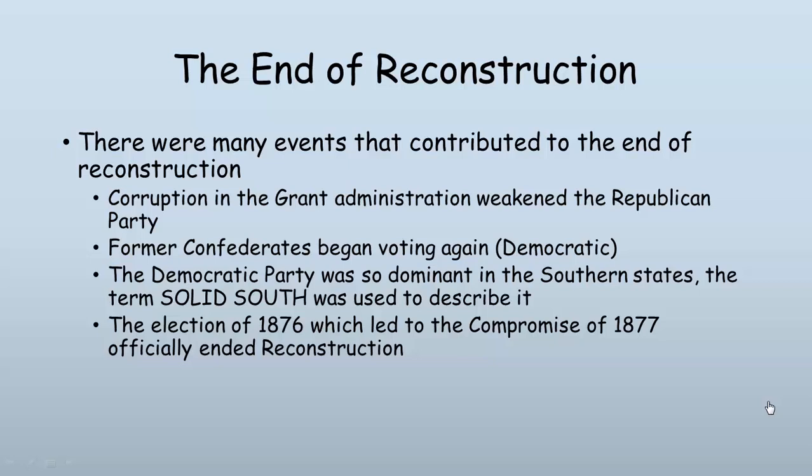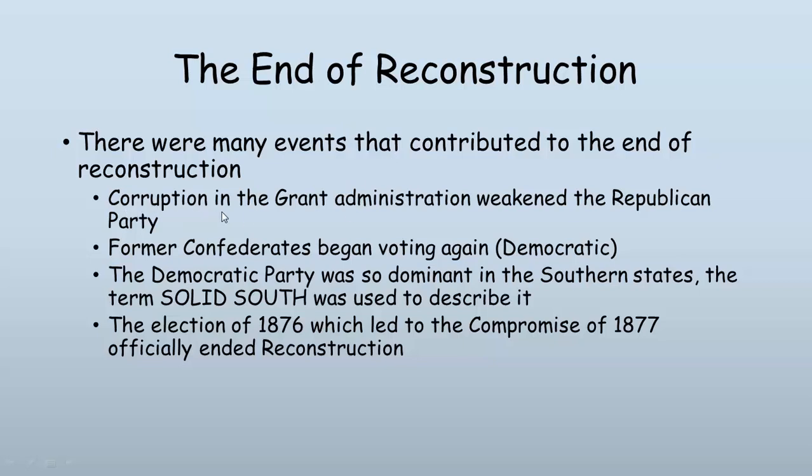There are many events that contributed or led to the end of Reconstruction. Listed here are just a few of them to get you started, and we'll go over specifics in a minute. Once again, Reconstruction lasted from 1865 at the end of the Civil War up until 1877. So what are the overarching reasons?